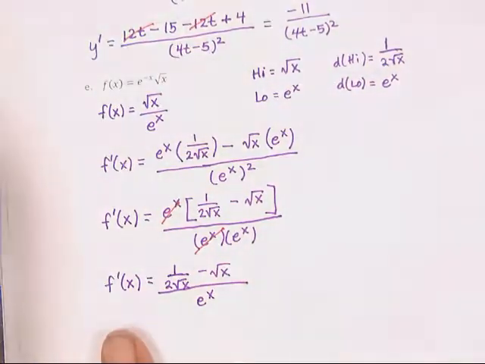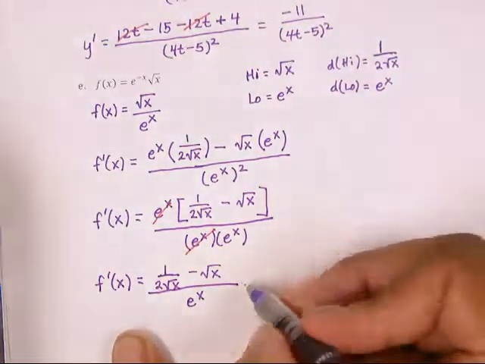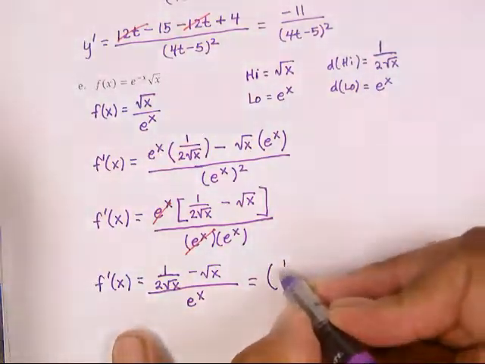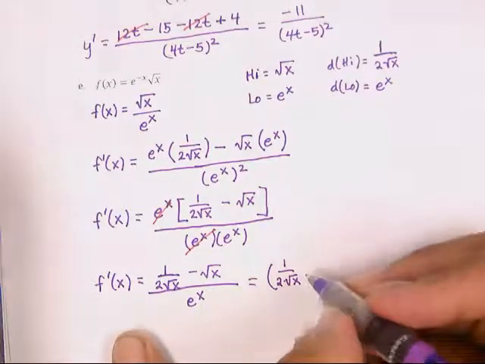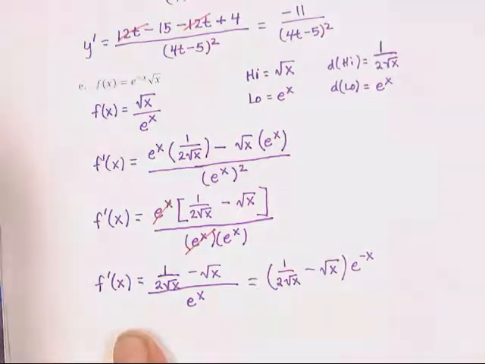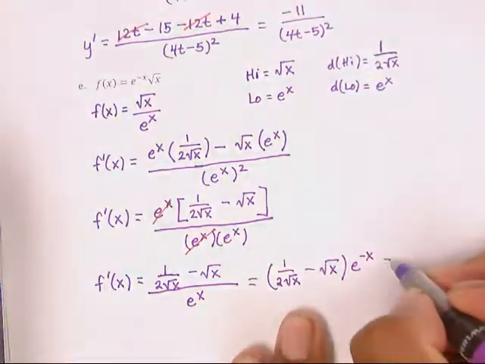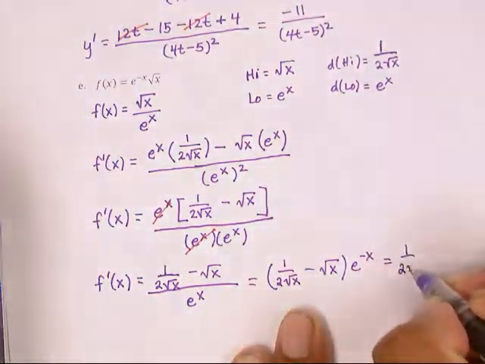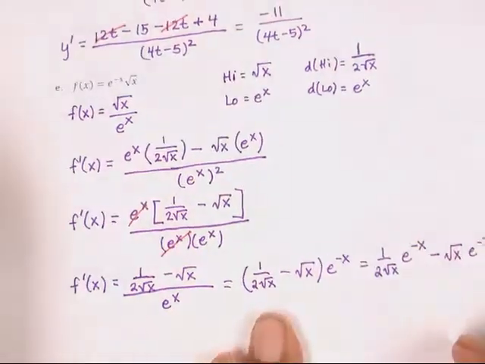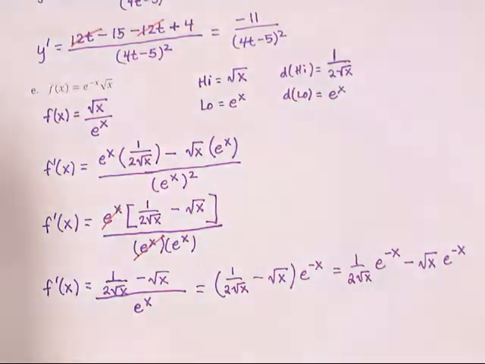And you're going to have to excuse my not so good handwriting when I'm doing this here. And then I'm going to pull that e to the x out of the denominator and make it a negative exponent. So it'll be 1 over 2 square root of x minus the square root of x times e to the negative x. Then distribute e to the negative x over these two terms. So this will end up being 1 over 2 square root of x times e to the negative x minus the square root of x times e to the negative x, and that will be your derivative of that particular function.